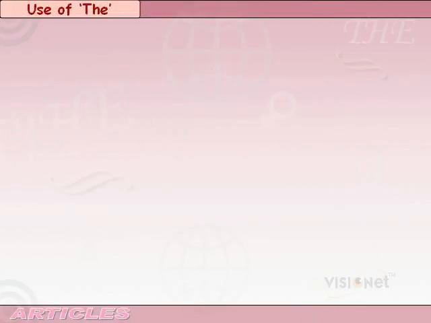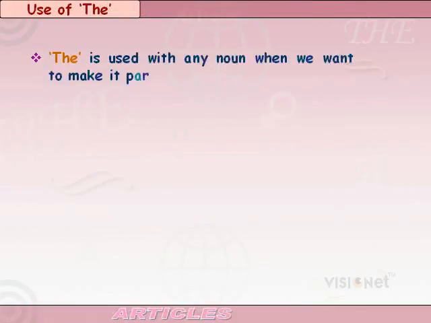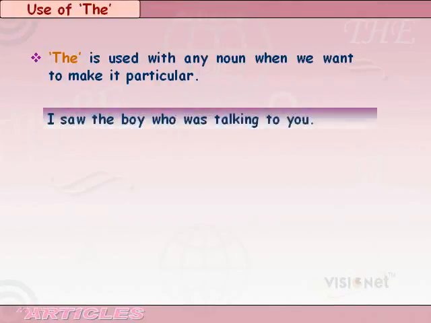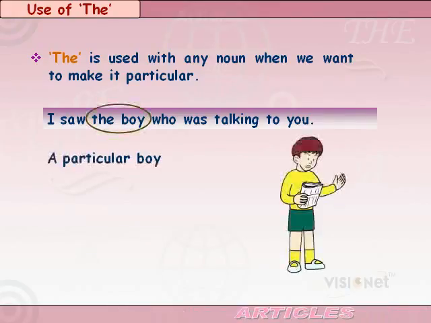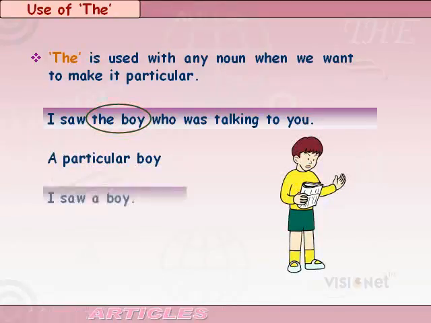Use of the. The is used with any noun when we want to make it particular. For example, I saw the boy who was talking to you. Here, the boy is a particular boy. It's not any boy. But in the next example, I saw a boy. So here, the boy is any boy.